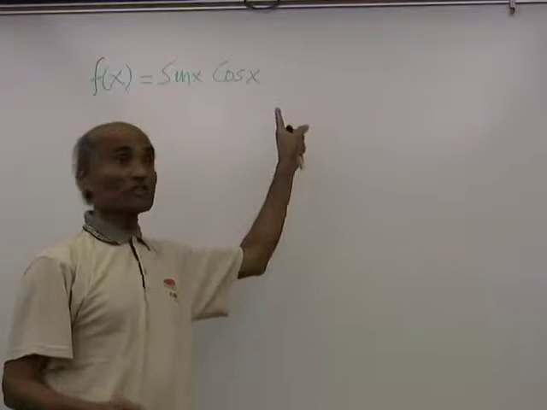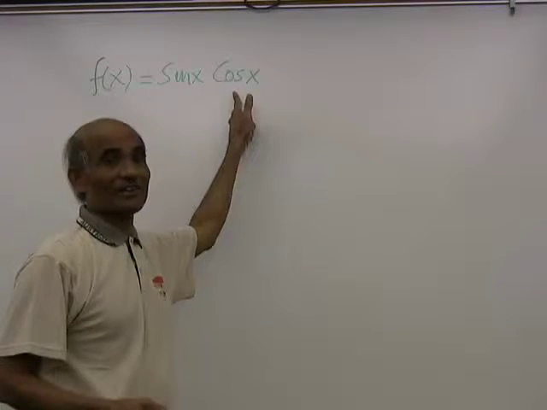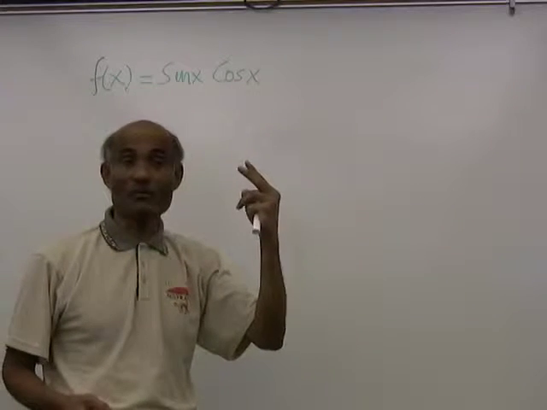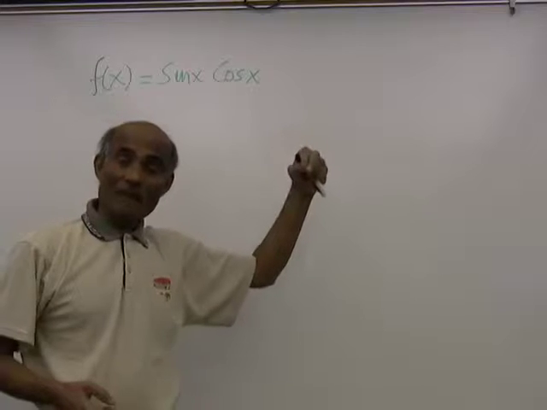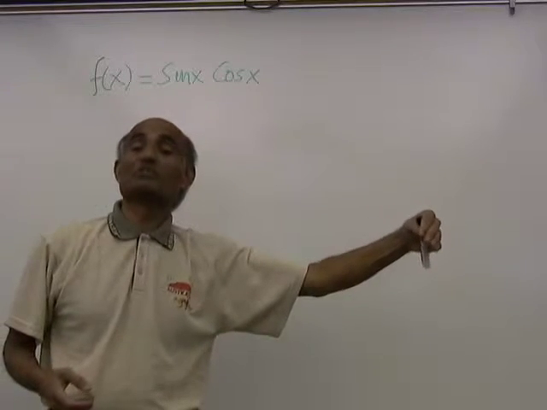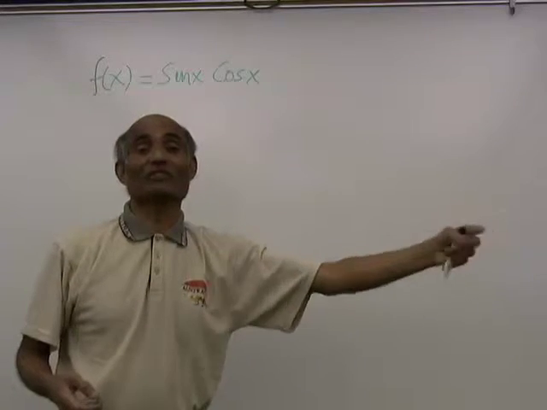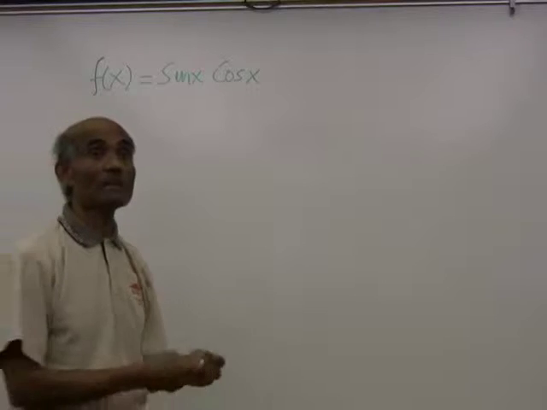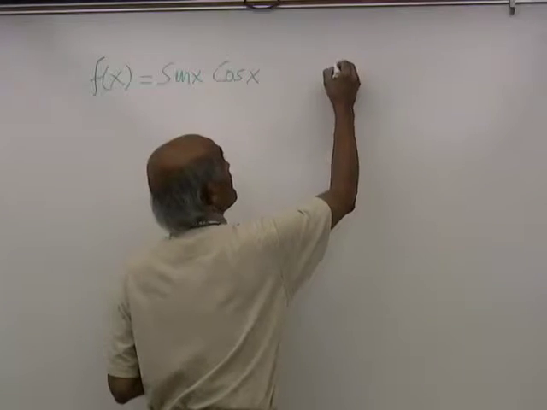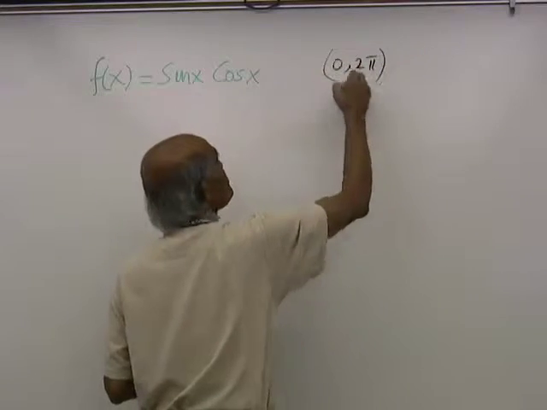Well, our function is f of x equal to sine x cos x. And we have a couple of tasks here. What are they? First, find the derivative of this, and then set the derivative equal to 0 and solve for the values of x to get the critical numbers. And the critical numbers need to be obtained on what interval? We need to get the critical numbers on 0 to 2 pi.